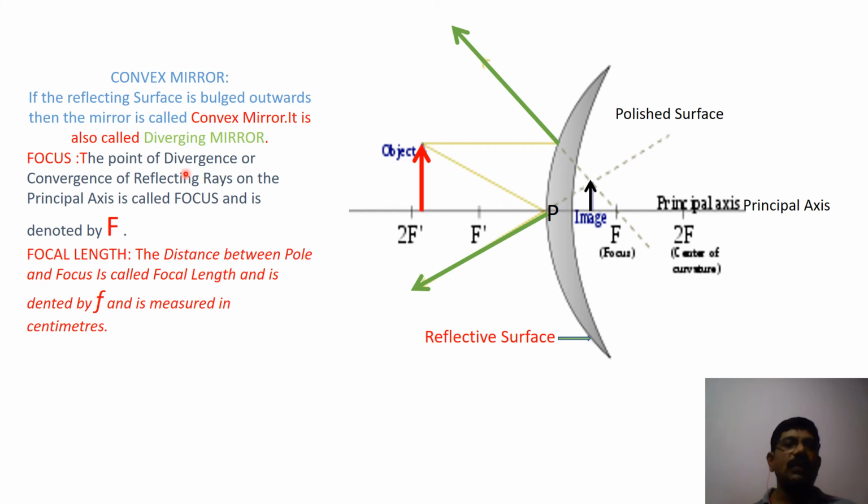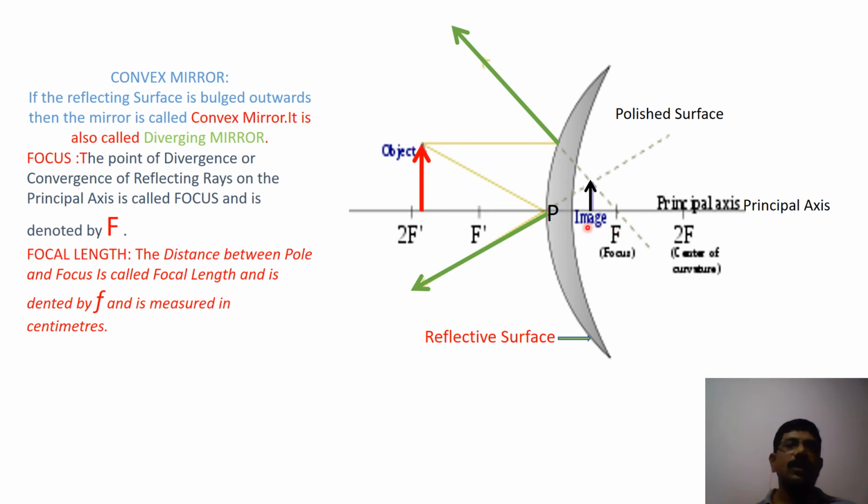Next, come to this point. So, the point of divergence or convergence of reflecting rays on the principal axis is called, what do we call it? Focus. This is the focus. Here it is the focus for the concave mirror, and here it is the focus for the convex mirror, because the reflected rays meet by extending them in the backward direction. So it always gives the imaginary image, that is, a virtual image is formed. You can see it, but you cannot catch it on the paper.